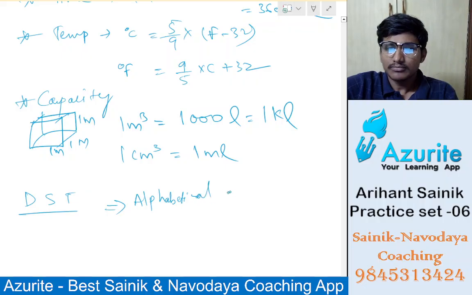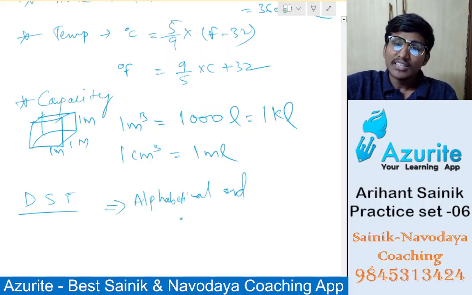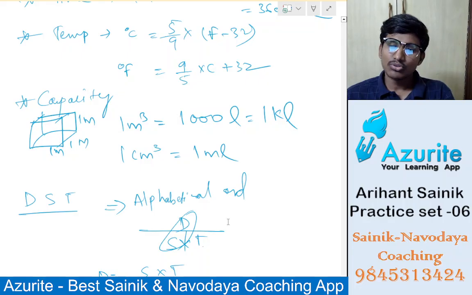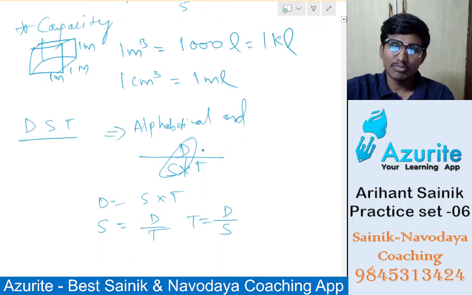D, S, T. Distance means speed into time. If you want to find speed, it is distance by time. If you want to find time, it is distance by speed. So you can derive all three formulas from here.